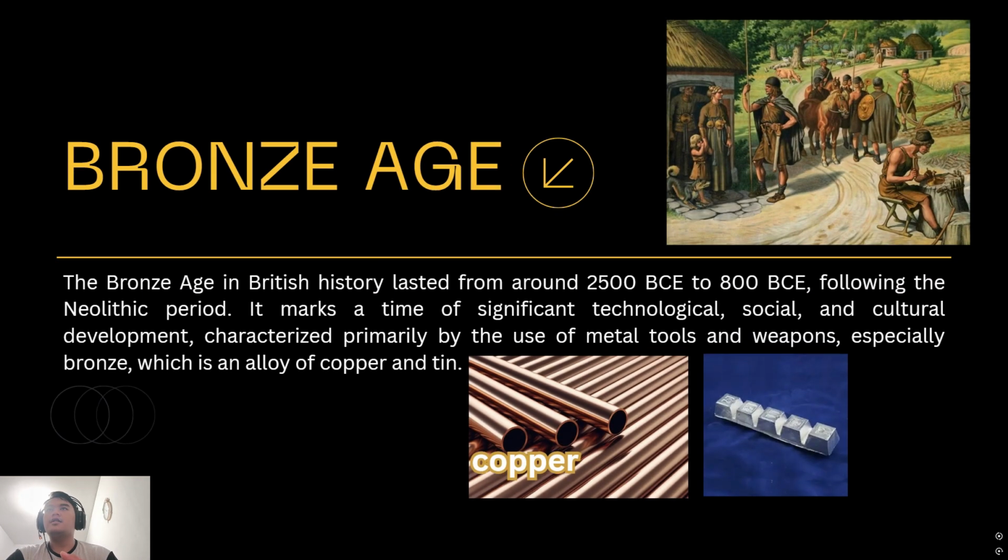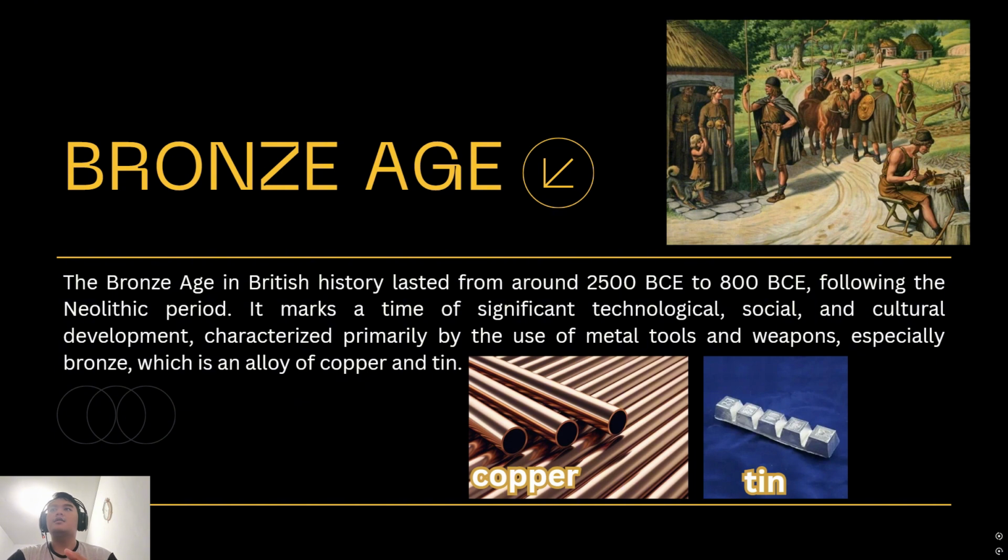After the Stone Age, there was the Bronze Age. The Bronze Age in British history lasted from around 2500 before Common Era to 800 before Common Era, following the Neolithic period. It marks a time of significant technological, social, and cultural development characterized primarily by the use of metal tools and weapons, especially bronze, which is an alloy of copper and tin.